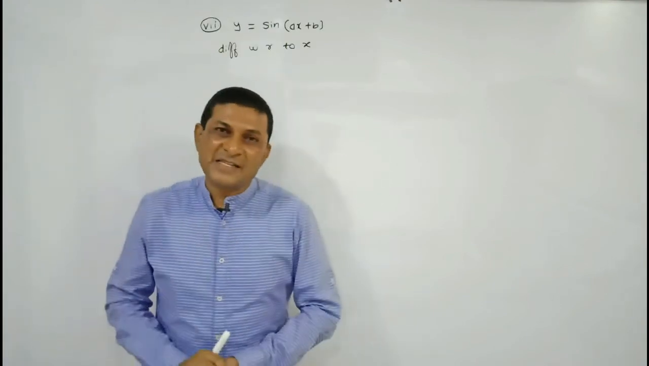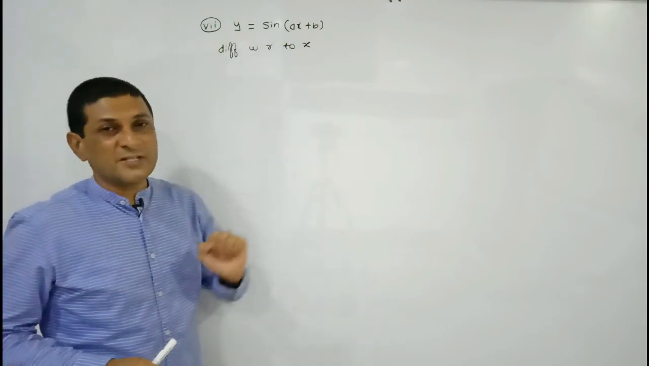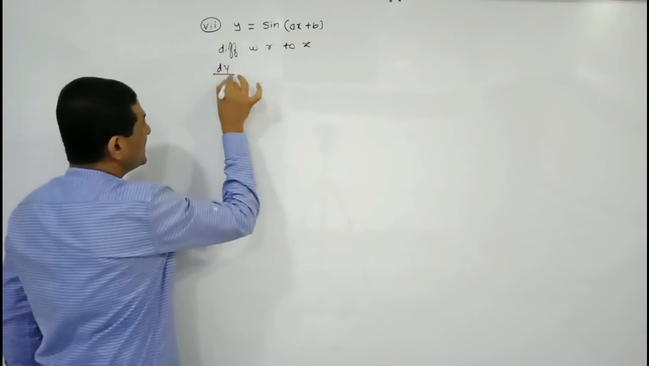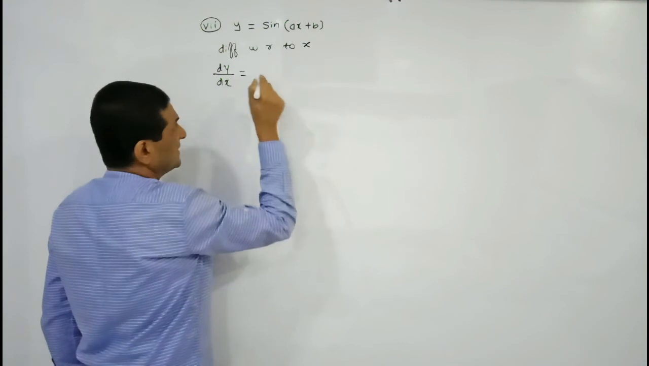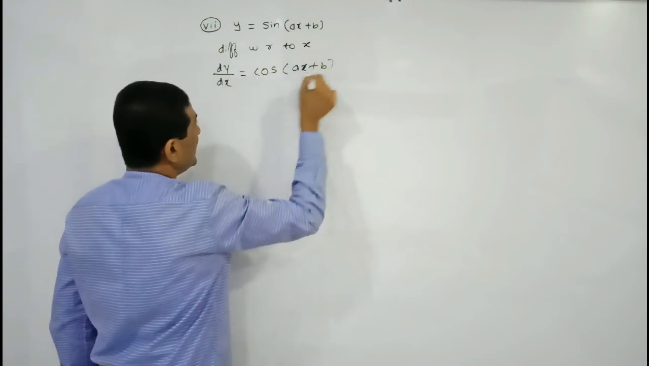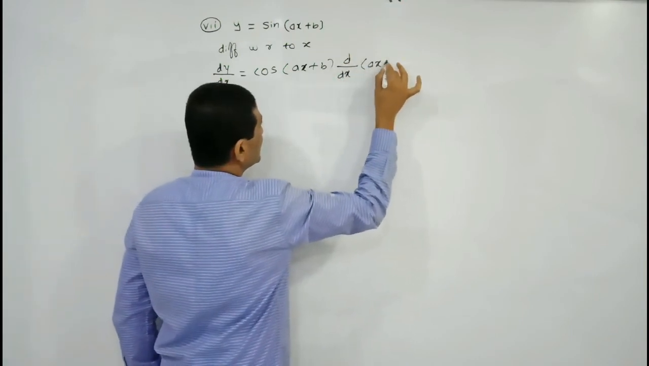Now see, in the seventh example, the given function is y is equal to sine ax plus b. So let us try to find the first order derivative. dy upon dx will be equal to, if you observe this function, is it in the form of sine f of x? Yes, its derivative will be equal to cos f of x. What is the value of f of x? ax plus b, into derivative of f of x, that is ax plus b.